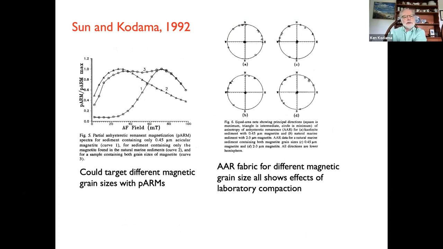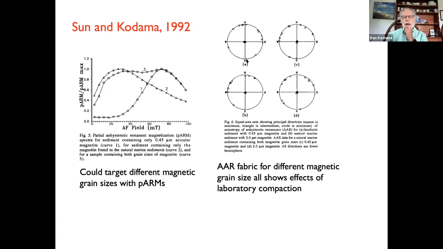Those original experiments I just showed you were done with artificial sediment with a kaolinite matrix, and we added acicular magnetite about a half micron long. So clearly it was uniaxial-type magnetite. We added in here natural sediments, which were collected off the coast of Oregon, marine sediments. These are partial ARM spectra. The acicular magnetite has higher coercivity, shown by this curve. The natural marine sediments have coarser magnetic grains and lower coercivity here. And we also compacted a mixture of the natural sediments and the acicular magnetite. So we could target different magnetic grain sizes with different partial ARMs, which is an important point that we need to get through here.